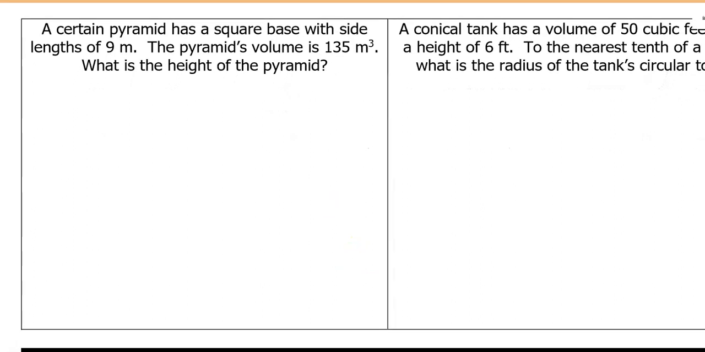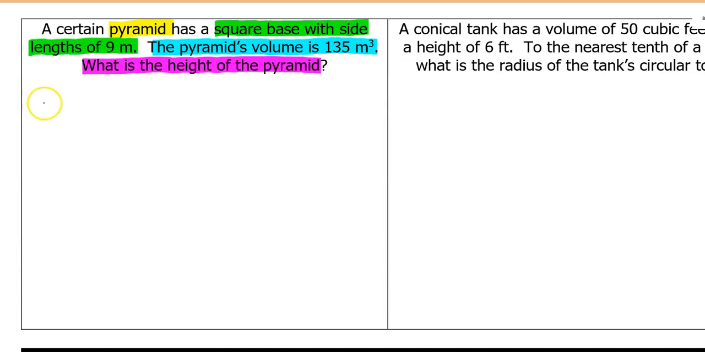And as we did with prisms, let's take a look at some working backwards problems, and then we'll look at spheres. So a certain pyramid has a square base with side lengths of 9 meters. The pyramid's volume is 135 cubic meters, and they want to know the height of the pyramid. We did a very similar problem in the notes for prisms as well, and we changed it up just a smidge since this is a pyramid instead, but it's still this 2-step process. Focusing just on the base, they told me, highlighted in green, it's a square base.